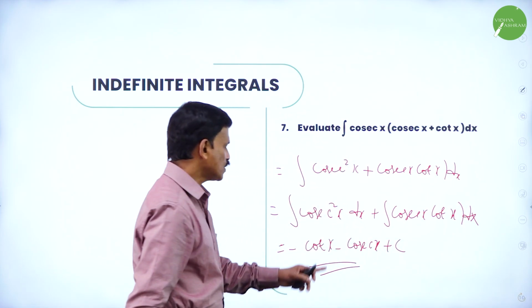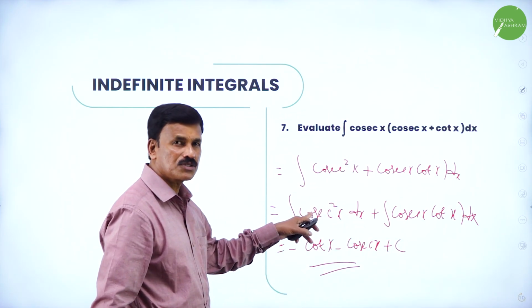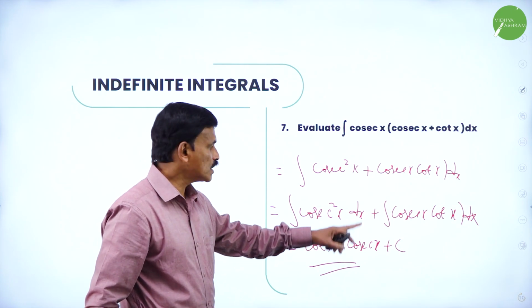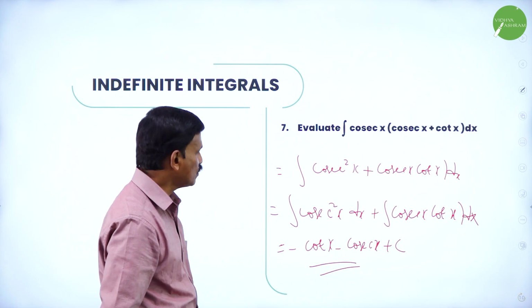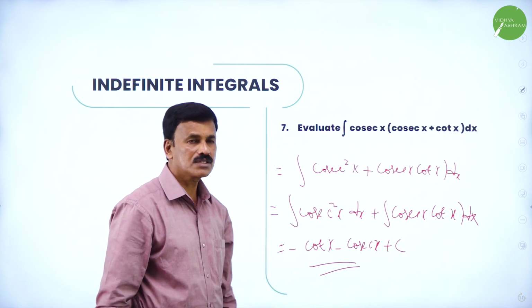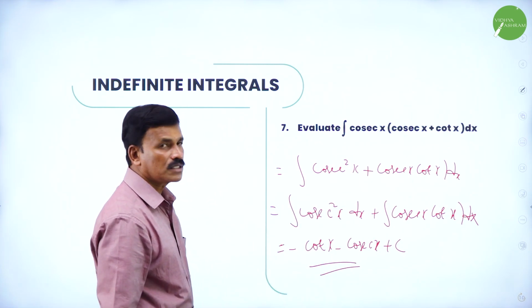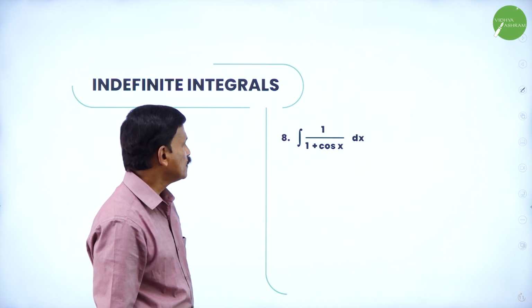That's it. So because differentiation of cot x is minus cosecant square and differentiation of cosecant x is minus cosecant x into cot x. So the integral of cosecant square x is minus cot x and integration of cosecant x cot x is minus cosecant x. Now move on to the next problem.